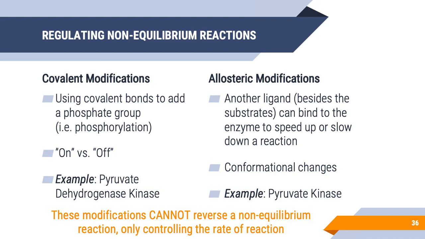Basically, this binding of this ligand results in conformational changes, which can then influence that enzyme activity. An example of this would be pyruvate kinase. What I want to highlight is that this is a level of fine-tuning. These allosteric modifications offer a fine-tuning level of control, so slight increases or slight decreases in that enzyme activity. But really, when we talk about non-equilibrium reactions, these modifications cannot reverse a non-equilibrium reaction. They can only control the rate at which they occur.